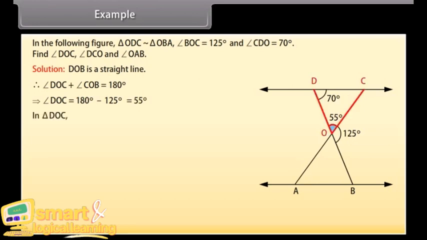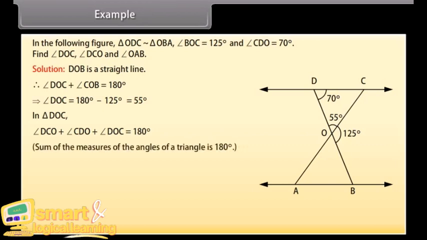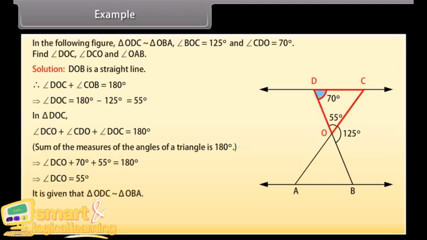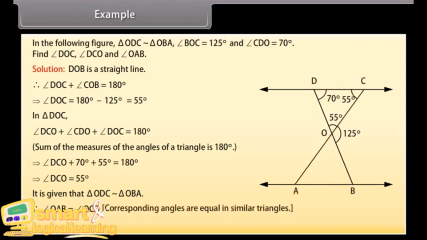In triangle DOC, angle DCO plus angle CDO plus angle DOC equals 180 degrees. Sum of the measures of the angles of a triangle is 180 degrees, which implies angle DCO plus 70 degrees plus 55 degrees equals 180 degrees, which implies angle DCO equals 55 degrees. It is given that triangle ODC is similar to triangle OBA. Therefore, angle OAB equals angle OCD. Corresponding angles are equal in similar triangles, which implies angle OAB equals 55 degrees.